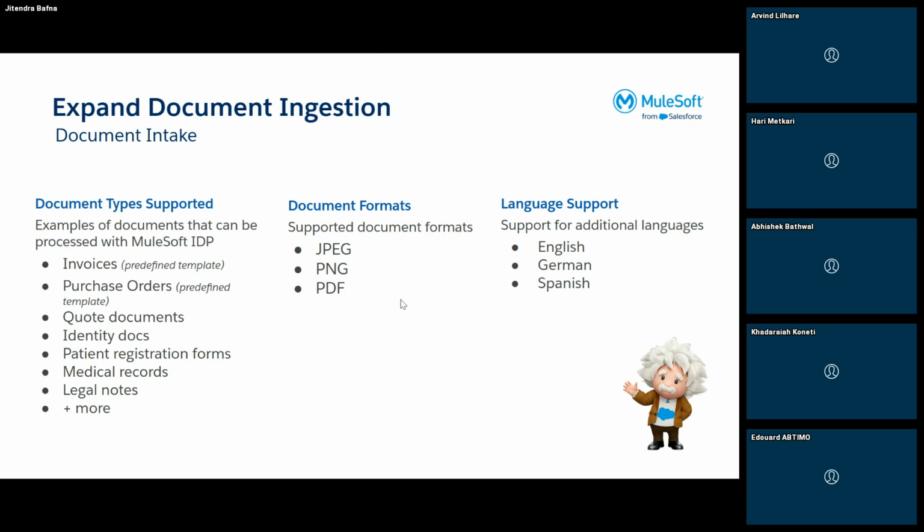Then what are the document formats supported? JPEG, PNG, and PDF, and it also supports a few languages: English, German, and Spanish. They are trying to extend all these things, but we don't know what the deadline is. Right now these are the things supported.